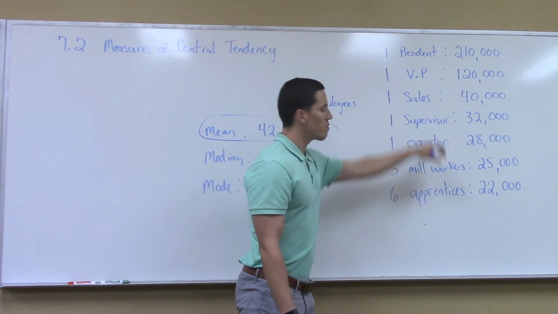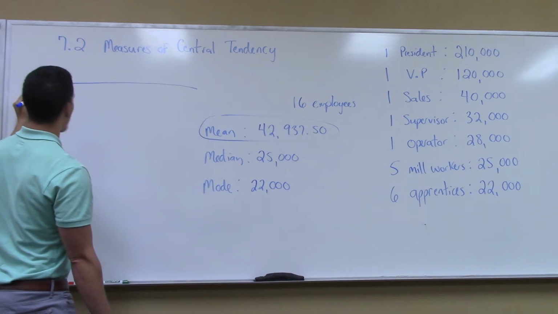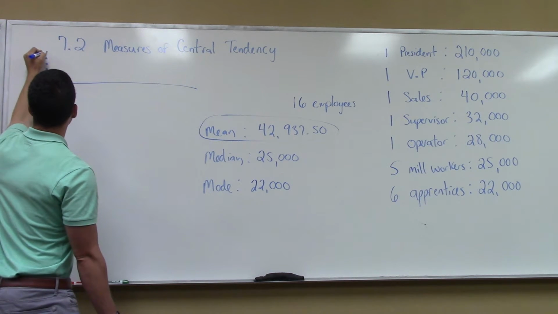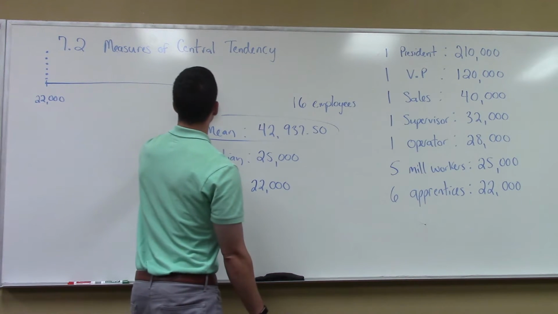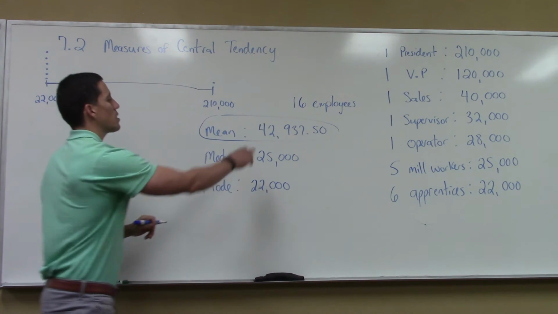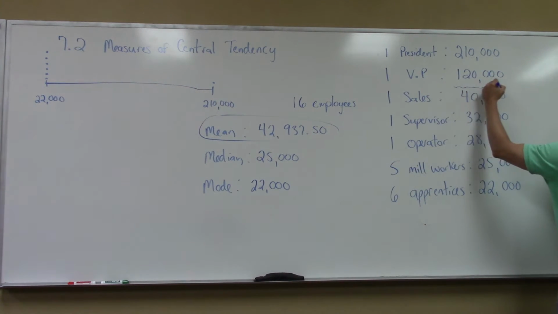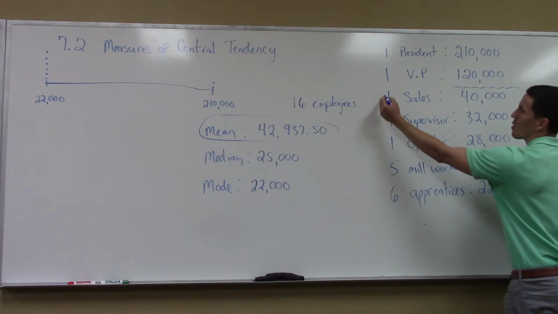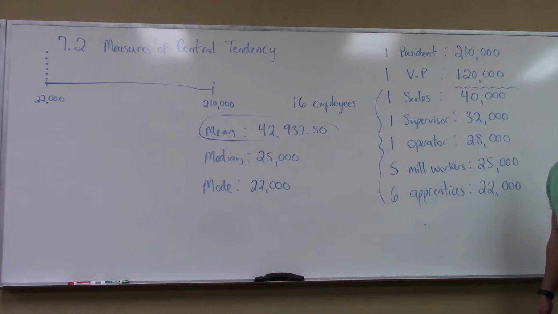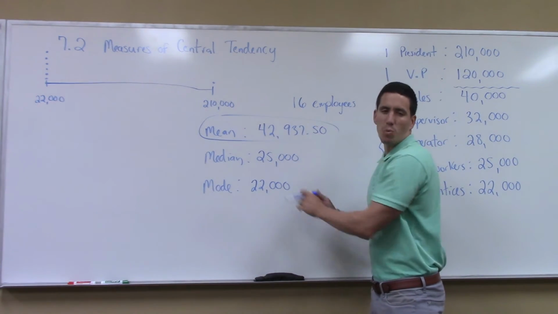If you think about putting all of these points on a number line, here's your 22,000, and you have 6 people there that are making that, and so on and so forth, all the way up to your 210,000 here, and you have 1 person making that, you would notice that the mean of almost 43,000 lives somewhere in here, where the mean is actually bigger than 14 of the 16 employees. So 14 of the 16 employees are actually making less than what the mean is.